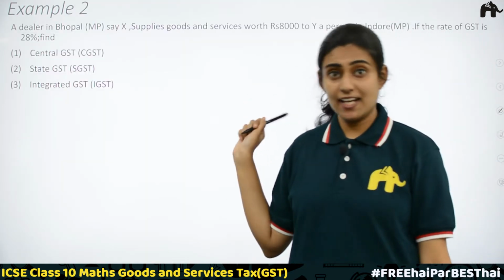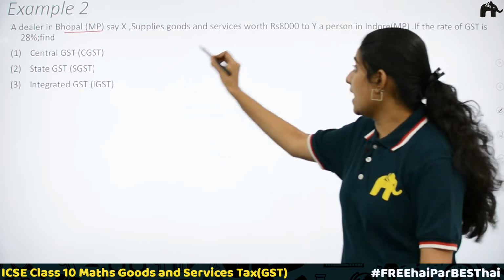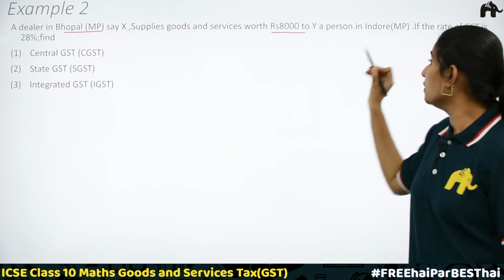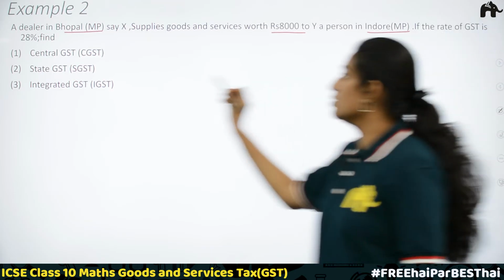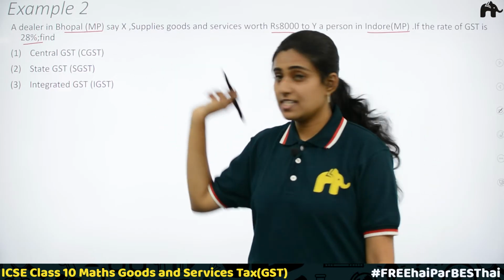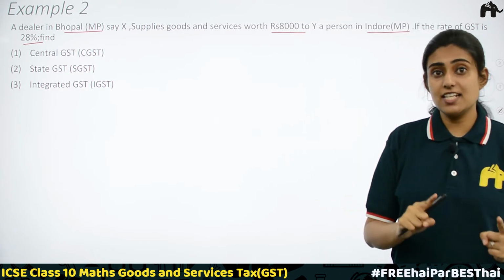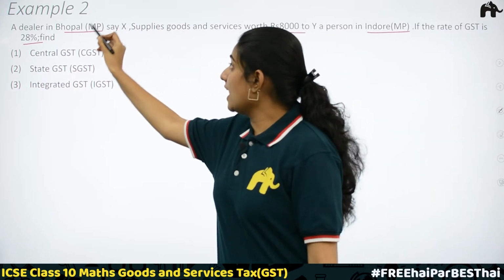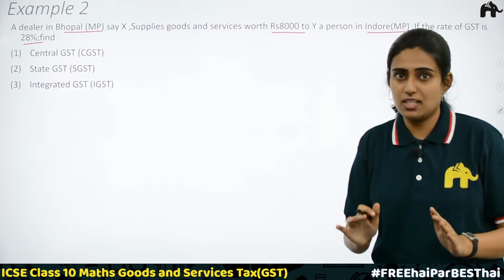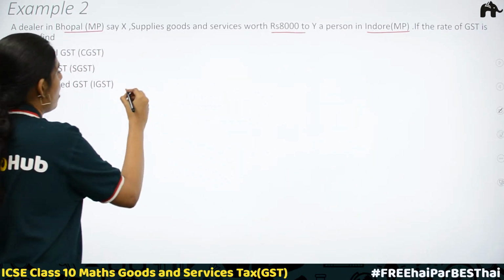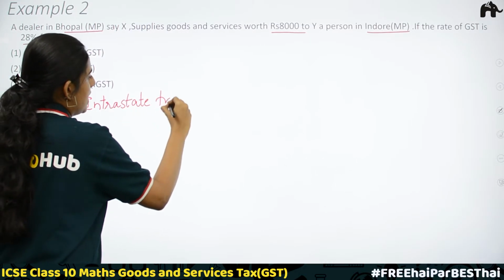Let's move on to the second example. The question is, a dealer in Bhopal in Madhya Pradesh, say X, supplies goods and services worth rupees 8,000 to Y, a person in Indore. Indore is again a place in Madhya Pradesh. If the rate of GST is 28%, find central GST, state GST, integrated GST. First, we need to identify if this is an interstate transaction or intrastate transaction. Here we know Bhopal is a place in Madhya Pradesh and Indore is again a place in Madhya Pradesh. That is, the transaction is happening within Madhya Pradesh. So, in this question, this is an example of an intrastate transaction. Intrastate, within the same state. So, it is an intrastate transaction.